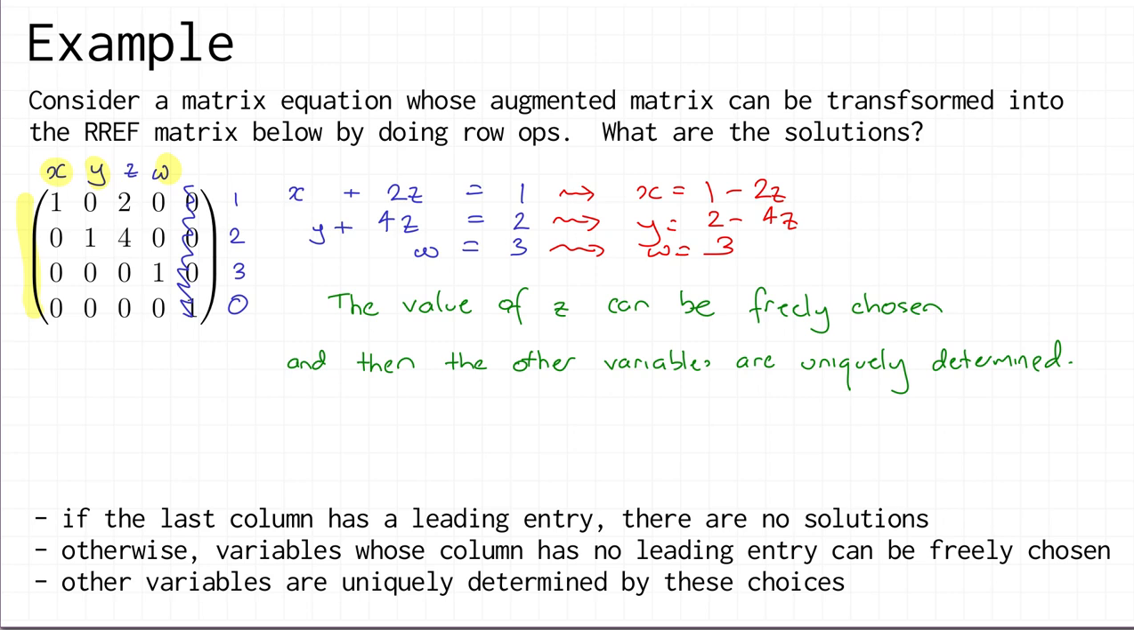So in general, we can follow this procedure to solve any system whose augmented matrix is in row-reduced echelon form. So first of all, if the last column of the augmented matrix in row-reduced echelon form has a leading entry, then there are no solutions because you've got an equation of the form 0 is equal to 1. Otherwise, the variables whose column has no leading entry can be freely chosen. And we have a word for those variables. Those variables are called free parameters. So let's label this. Once you've chosen values for your free parameters, the other variables are then uniquely determined by these choices. So the other variables are the variables whose columns contain leading entries.